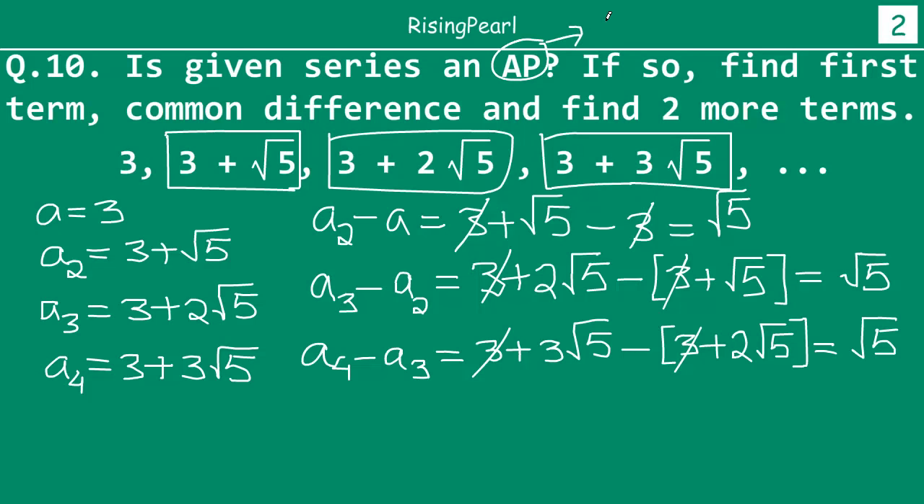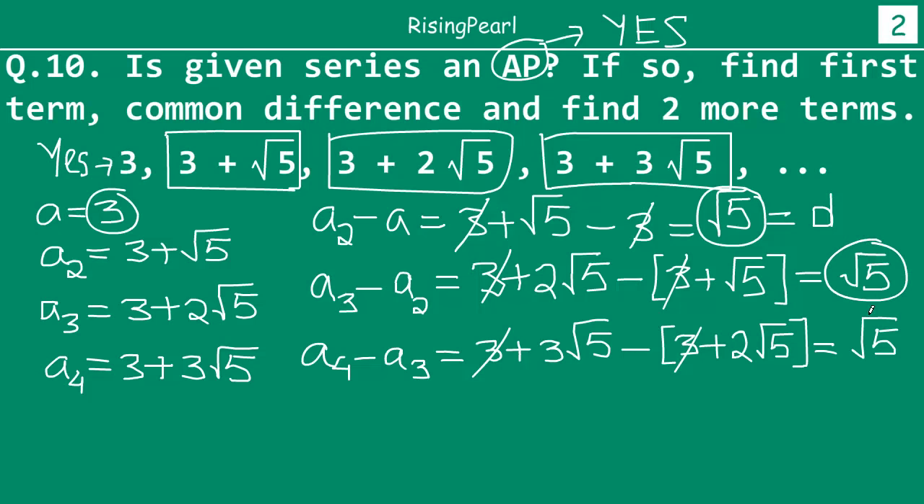So yes, this is also an arithmetic progression. And what is the first term? Clearly the first term is 3. And what is the common difference? Common difference is square root 5, because we notice that for each term and the preceding term, the difference is square root 5.